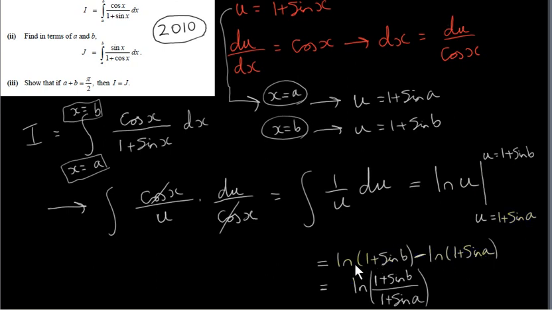Then we can use one of the rules for logs, which says that log of m minus log of n is log of m over n. So we can take this argument and divide by this argument. So we can write this as a single log term.